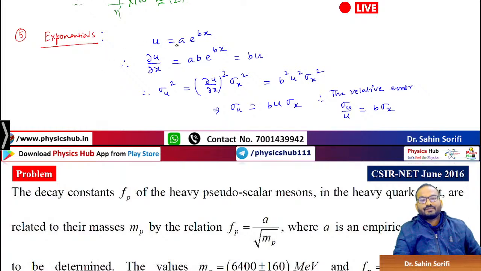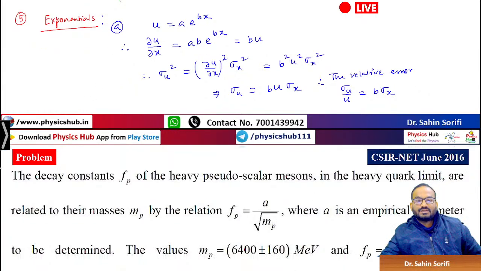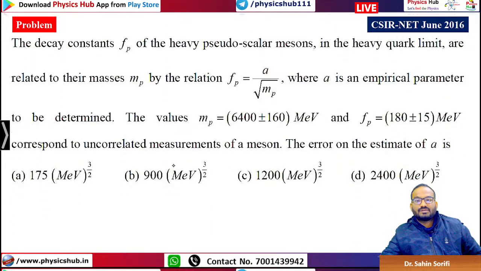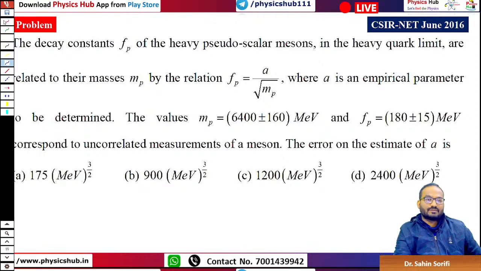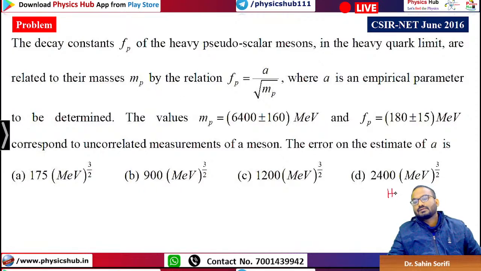Now let's say if this A is not there. Okay, this is the first case. The decay constant Fp of a heavy pseudoscalar meson in the heavy quark limit is related to this, and the error values are given. Take this as homework. We don't have space to solve it, so you will do it at home.